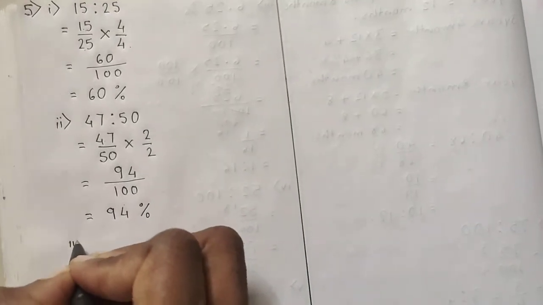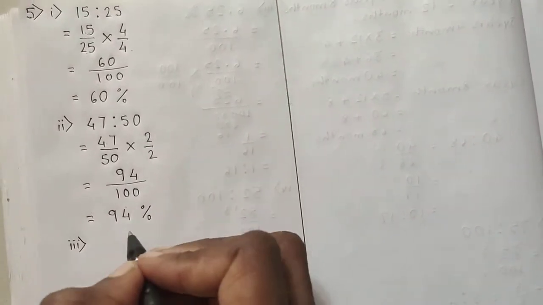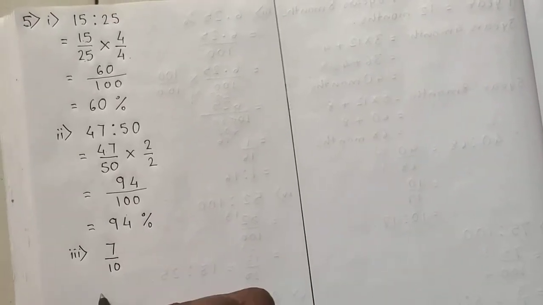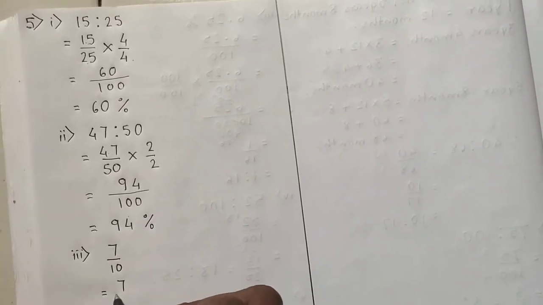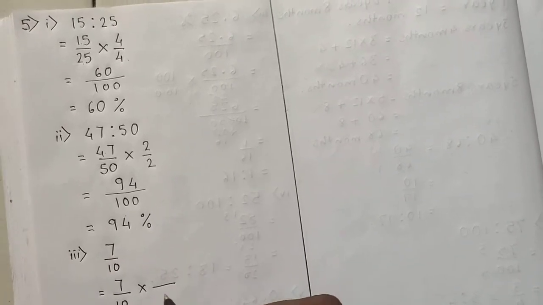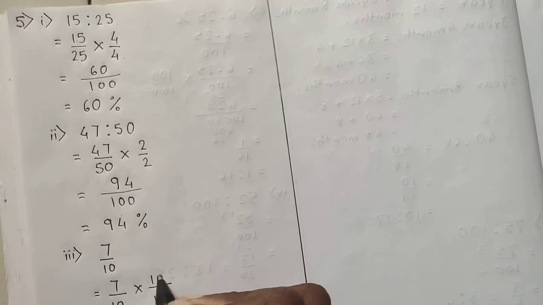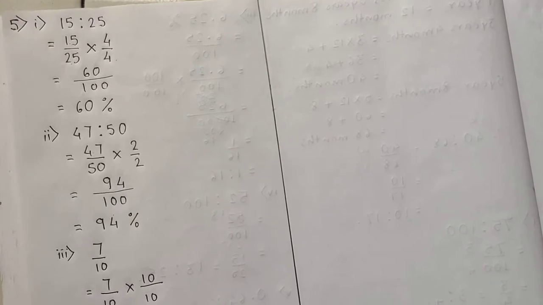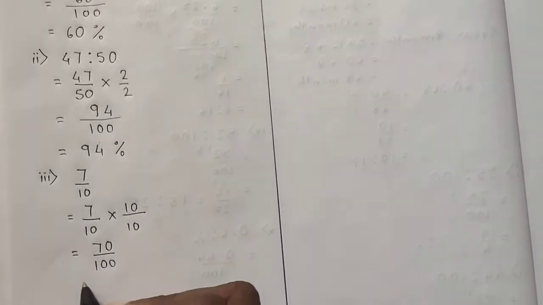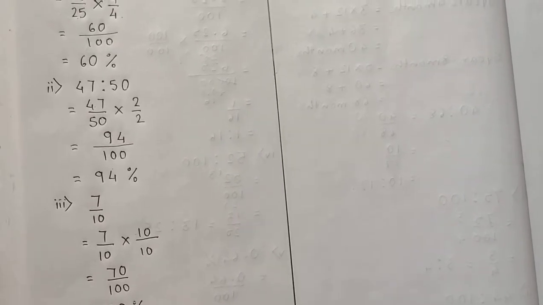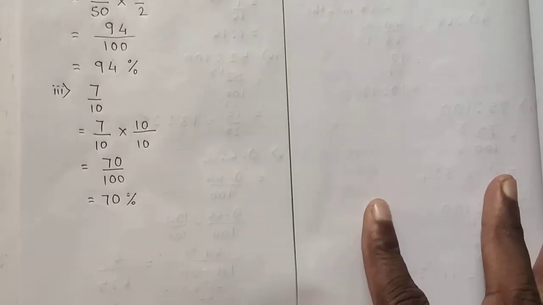Now let us see the third one. The third one is also very simple. Already you are given 7 upon 10. Now again we want to make it 100. So you know 10 tens are 100, so multiply and divide by 10. Now what is 7 into 10? 70, and 10 tens are 100. So in this case you got 70%. Okay, understood now?